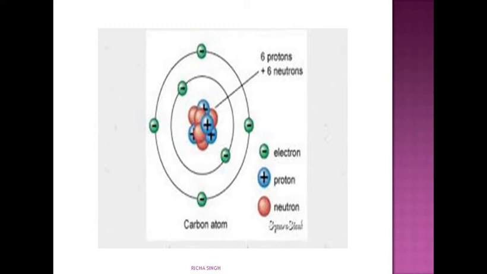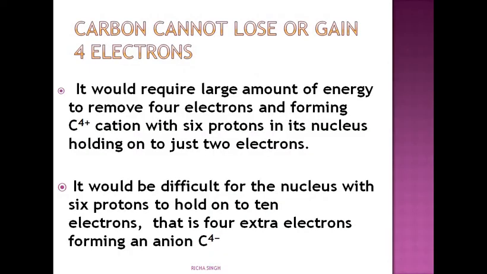Now what if we transfer 4 electrons and make it a C4 plus cation? Then a large amount of energy will be required to remove 4 electrons, leaving a carbon cation with 6 protons and holding just 2 electrons. Then also there will be a problem. So what is to be done? What should be done for carbon to make it stable?